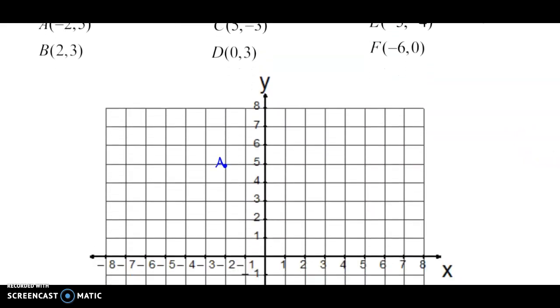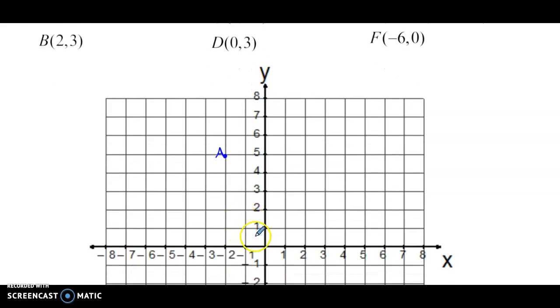Point B is 2, 3. So we go from the origin always, 2 to the right, and then our second coordinate, 3, tells us to go up 3. 3 is positive, we go up 3.